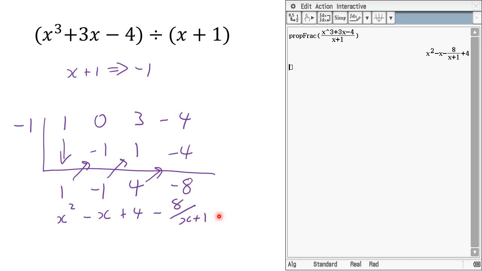So if you're trying to fool your teacher that you actually did this by hand, make sure you put them in this order rather than this order, because that tells them if you did it in that order, you got the calculator order. But again, it's just that prop frac, whatever prop frac means. And that's how you get the answer.